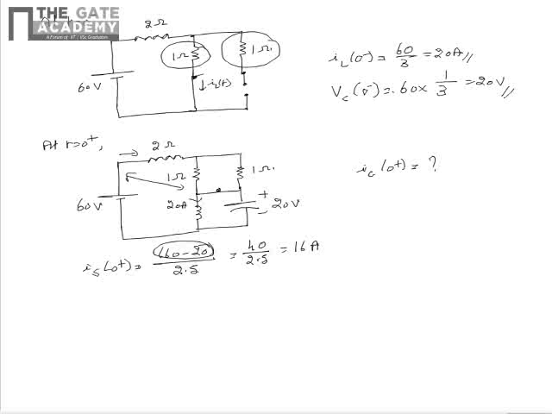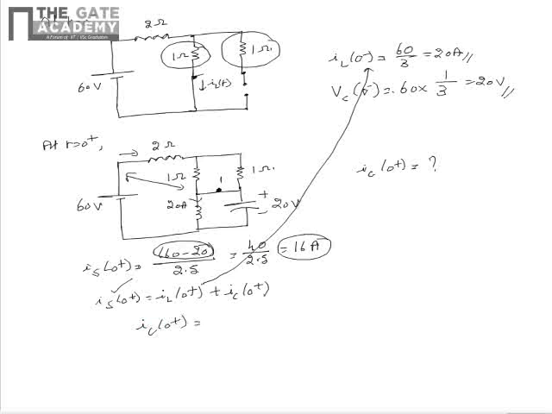Now by applying KCL at the node marked, that is 1, we see that Is of 0 plus is equal to IL of 0 plus plus IC of 0 plus. We know that Is of 0 plus is 16 ampere. We also know that IL of 0 plus is 20 ampere, as inductor does not allow abrupt change in current. So from this we can say that IC of 0 plus is equal to Is of 0 plus, that is 16 ampere, minus IL of 0 plus, that is 20 ampere.